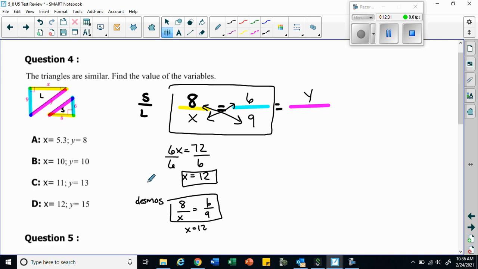All right, so now I'm going to look at my answer choices to see which of these give me x equals 12. So I look at A, that's 5.3, that's not it. I look at B, x is 10, that's not it. I look at C, x is 11, that's not it. And then I look at this one. This is the only answer that has x equals 12. So I am going to go with answer D without even having to solve for y. Do you see how I did that? Okay.